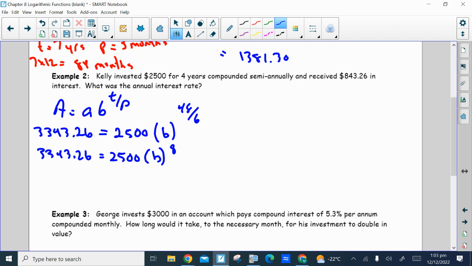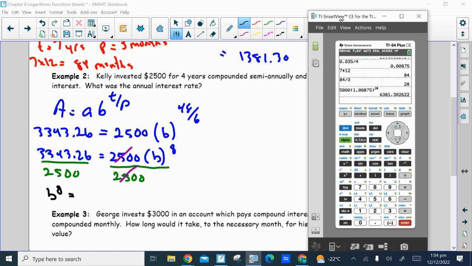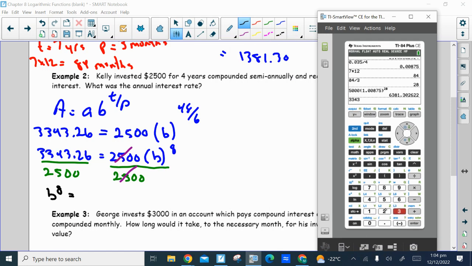So again, in this case here, we're going to have to figure out what B is. Remembering that B is actually broken down to two parts, 1 plus I, where I would be the semi-annual interest rate. Okay? So let's solve for B first, and then we'll go back to that. You can divide both sides by 2,500. And that at least gets the exponential part by itself. So we'll have B to the 8th equaling 3343.26 divided by 2,500.